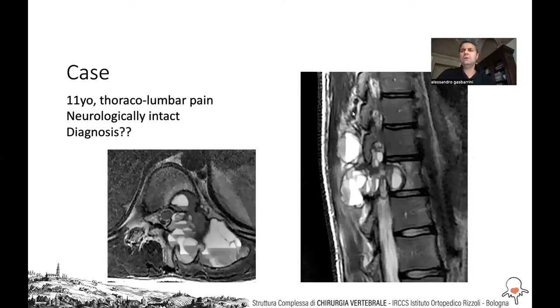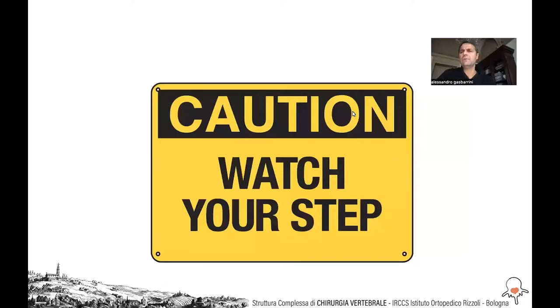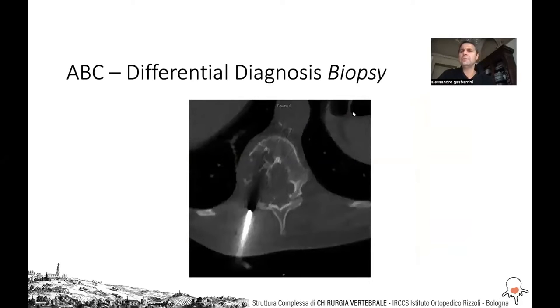And so you can see these images of an 11-year-old male with thoracolumbar pain, neurologically intact. And so we have to think about what the diagnosis is. The first step is to perform a biopsy, which is the mainstay of diagnosis in front of every spine lesion of undetermined origin. Imaging is not enough in the majority of cases.